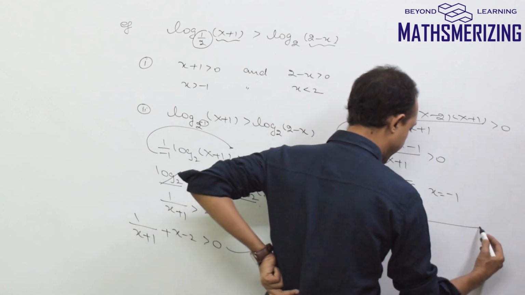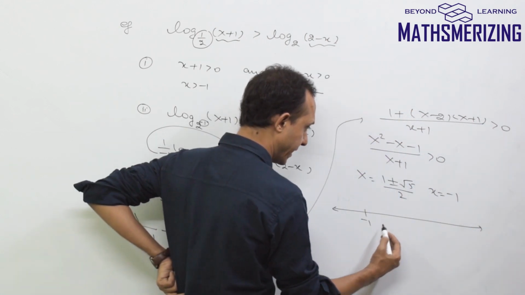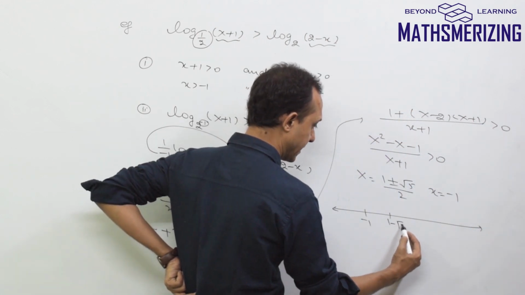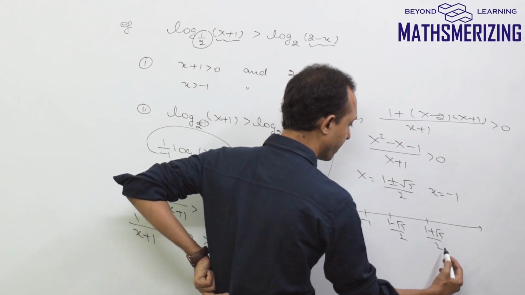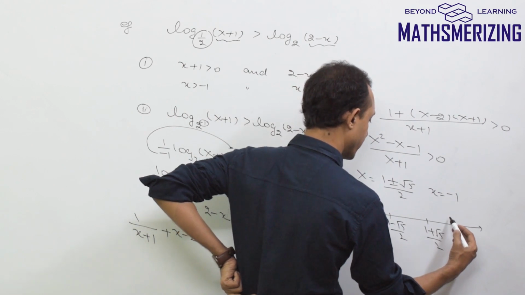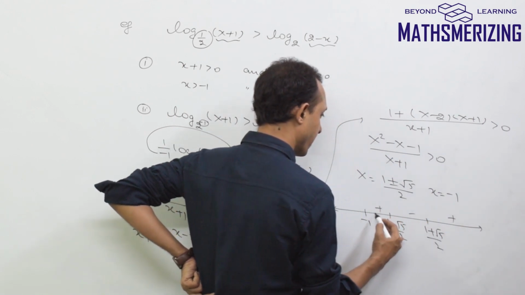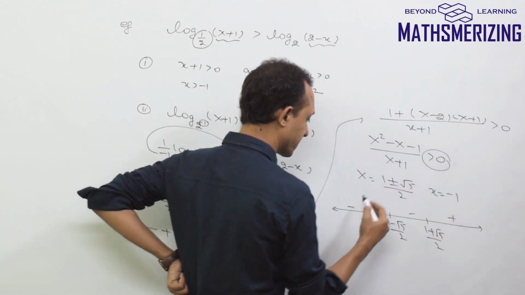So I'll put them on a number line. It will be minus 1 and then 1 minus under root 5 by 2, 1 plus under root 5 by 2. So rightmost is plus, minus, plus and minus. I need greater than 0 which is plus.